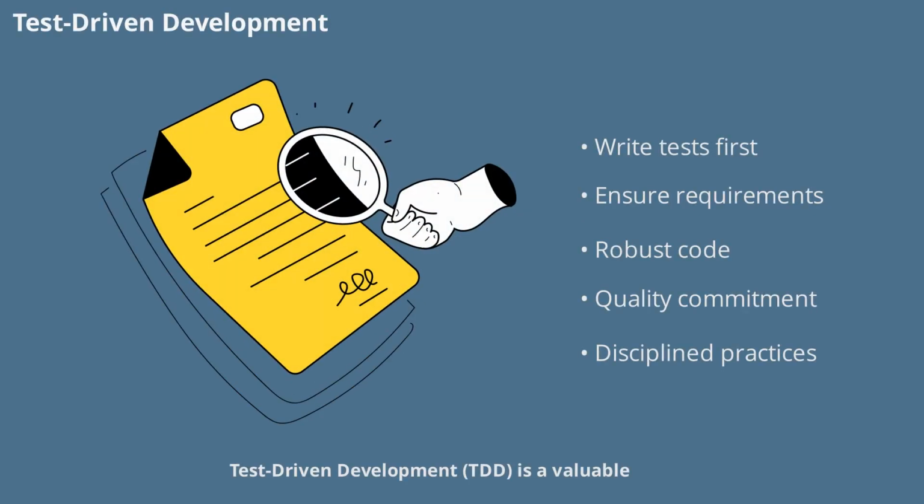Test-driven development (TDD) is a valuable approach for building reliable Android apps. Writing tests before implementing features ensures that your code meets requirements and remains robust. Sharing your experience with TDD demonstrates your commitment to quality and disciplined development practices.